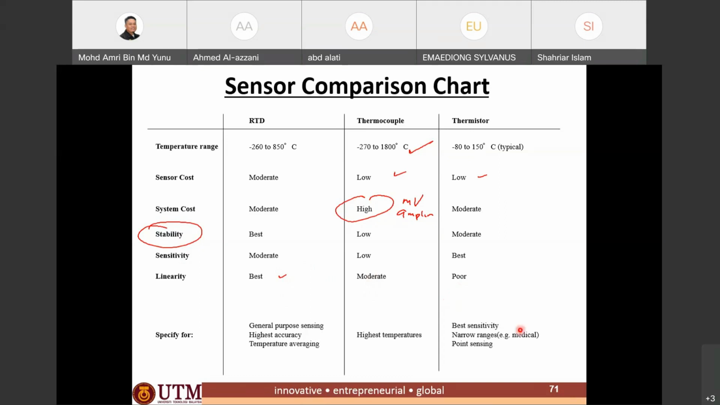So which one do we want to use? RTD is common in industry, but there are limitations. If the temperature range is very high, we have to go for thermocouple. Thermistor is basically specific for medical applications or home appliances.